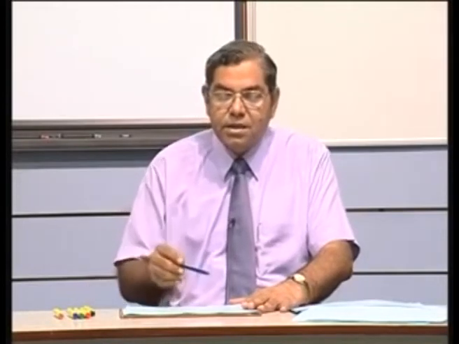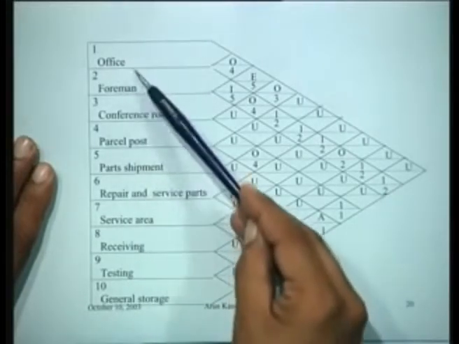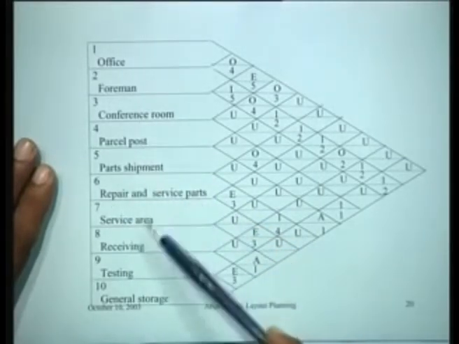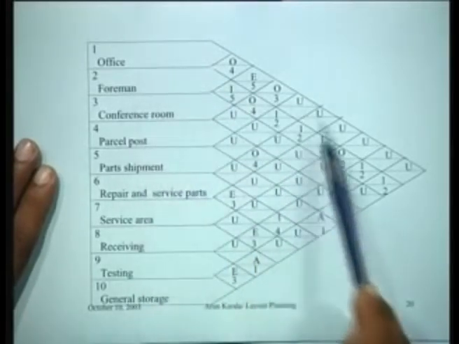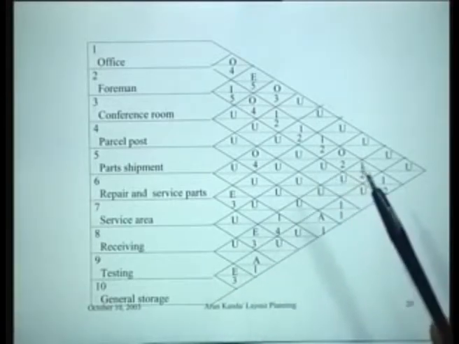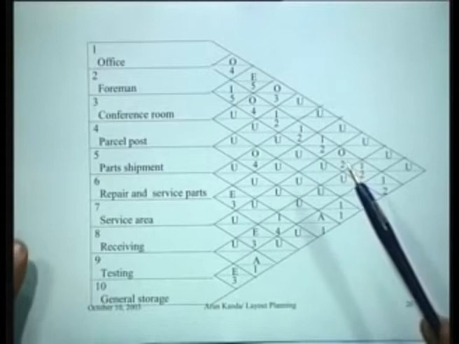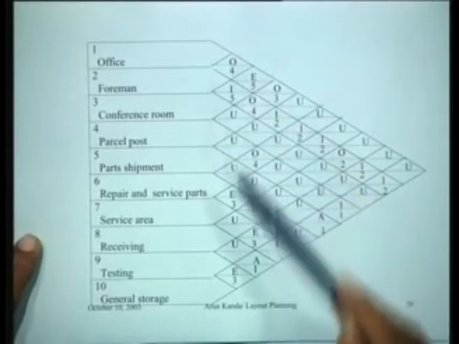Now, how we can plan a layout by following these steps is something like this. Suppose these were the departments which were to be placed in a layout: the office, the foreman's office, the conference room, the parcel post, the dispatch shipment, repair and service area, receiving, testing and general storage, say. Apart from the material handling effort, we were talking about box number 1 in the SLP procedure, that is development of the flow of materials in the various matrices. We are now talking about box number 2, where you are trying to develop activity relationships for these things.